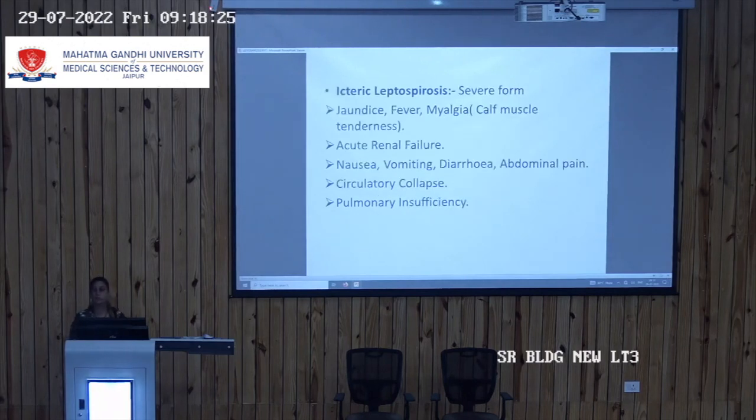Icteric is a severe form. The signs and symptoms here are jaundice, fever, myalgia, calf muscle tenderness especially, acute renal failure, nausea, vomiting, diarrhea, abdominal pain, circulatory collapse may be there, and certain signs and symptoms of lung involvement.